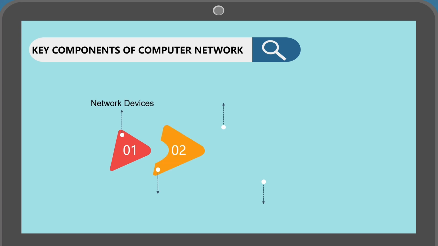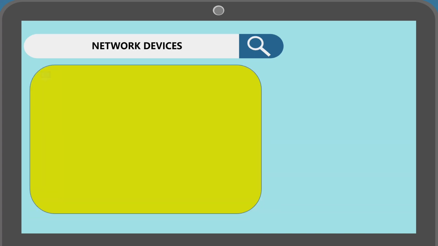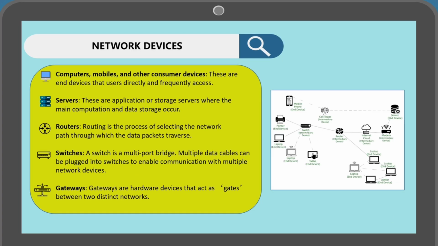So, there are 4 key components of computer network, which are first, network devices, second, links, third, communication protocols, and fourth, network defense. The first component is network devices. Network devices or nodes are computing devices that need to be linked in the network. Some network devices include computers, mobiles, and other consumer devices. These are end devices that users directly and frequently access. For example, an email originates from the mailing application on a laptop or mobile phone.